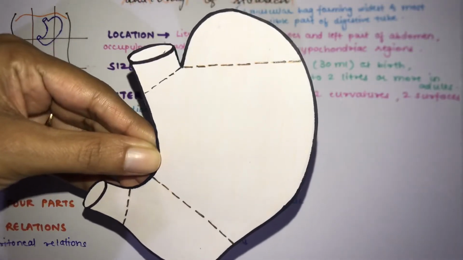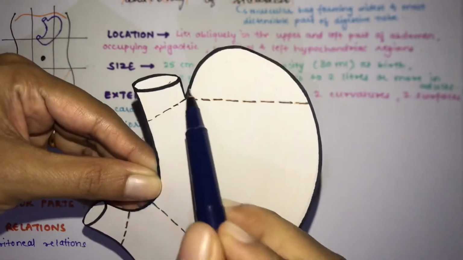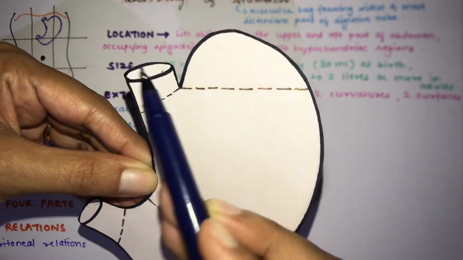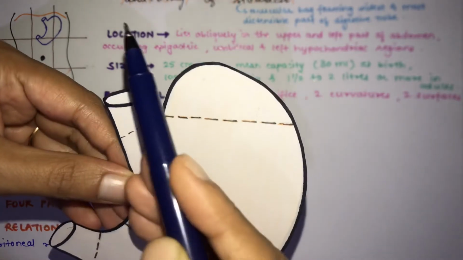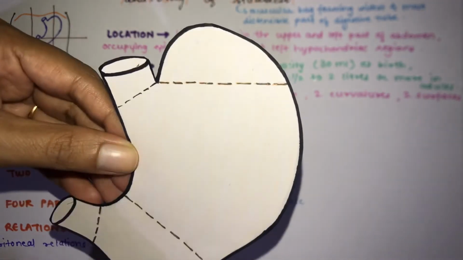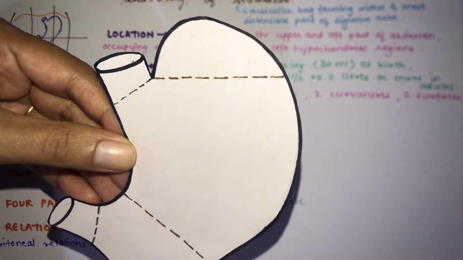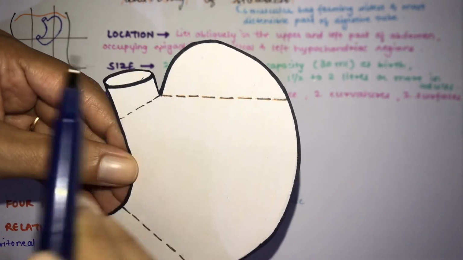Now first we are going to start with the orifices. There are these 2 orifices, that is the cardiac orifice and the pyloric orifice. Over here, the cardiac orifice is joined by the lower end of the esophagus, and this orifice lies behind the left 7th costal cartilage, and it is at the level of vertebra T11. So this is the location of your first orifice, that is the cardiac orifice.